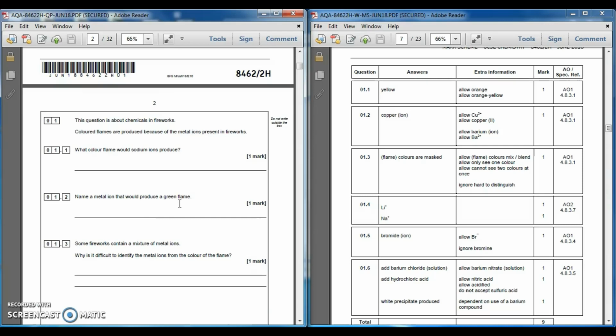Flame tests, you need to be able to describe how to do them, and in this case you need to know the colours of the flames. It's straight there in the revision guide. There's only about 4 or 5 that you need to know off the top of your head.